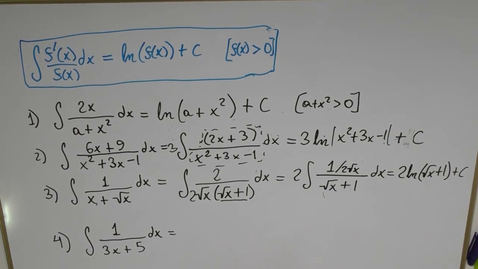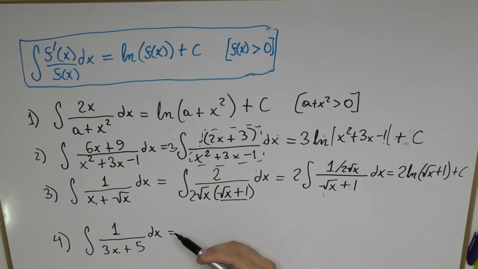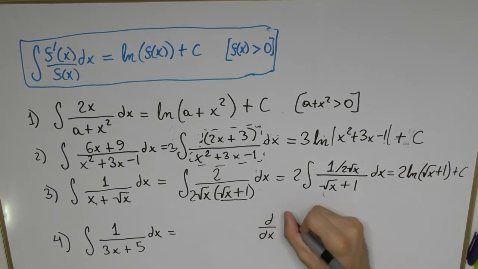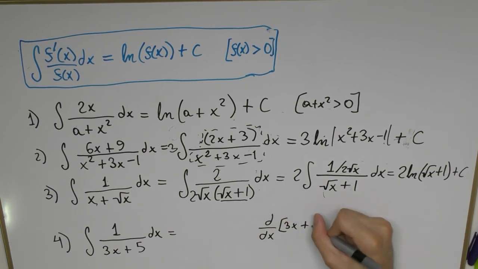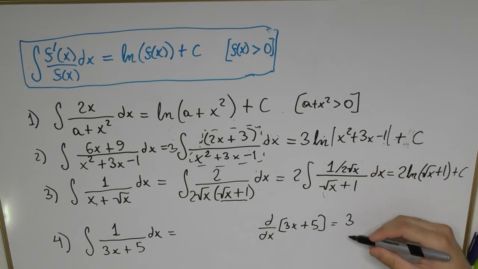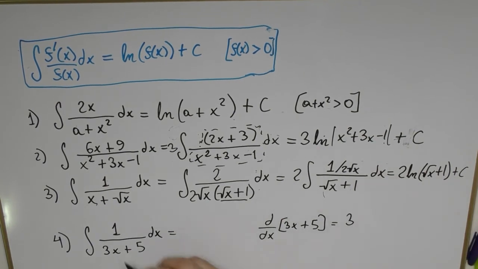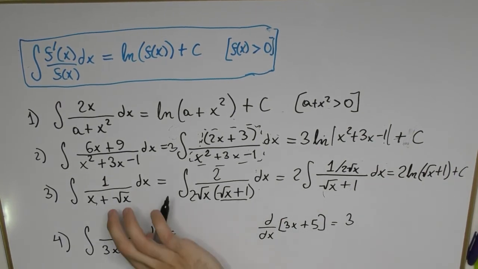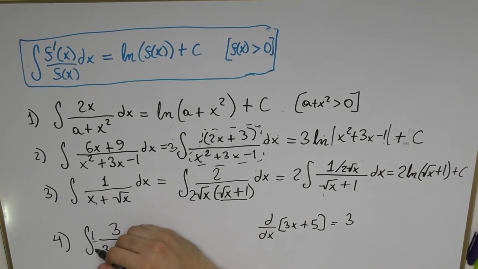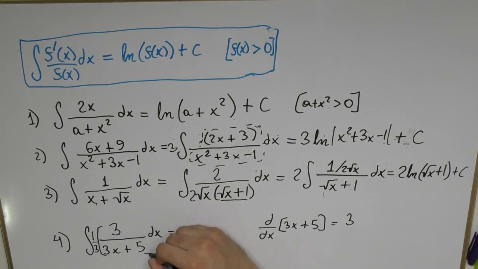Now let's go with the last one. The last one is a very straightforward example. It's just a binomial expression with a power of -1. But we already know this is going to take the form of a natural log, because if we look at the derivative of that denominator, 3x plus 5, that's simply going to turn into 3, which is a constant. And all we need to do to that integral is make the numerator 3 by also dividing by 3 like that.